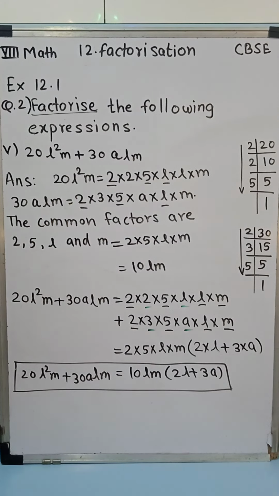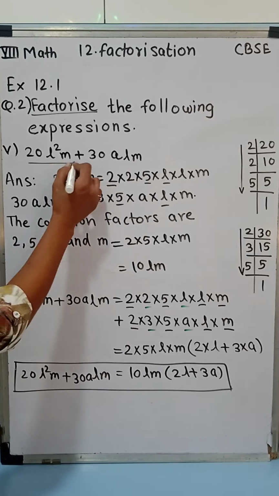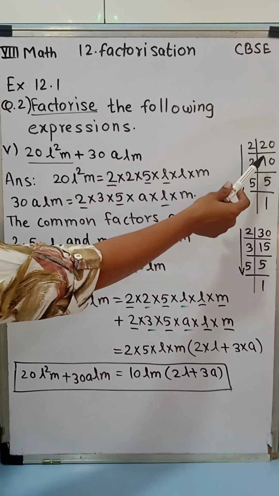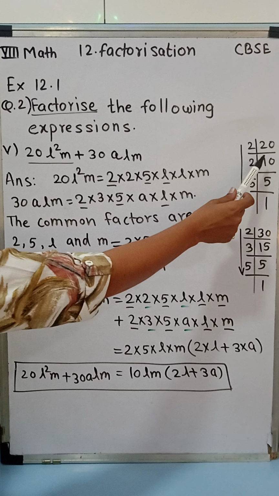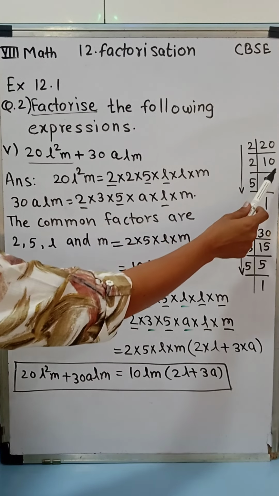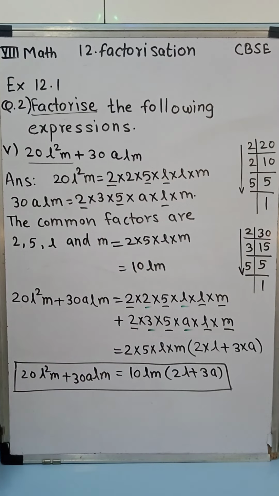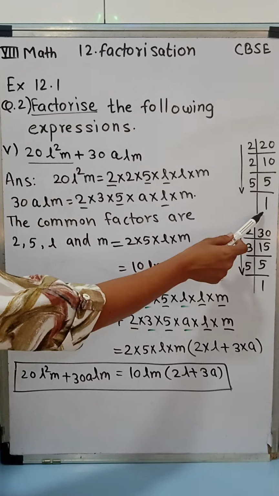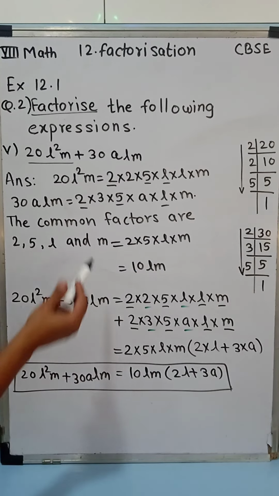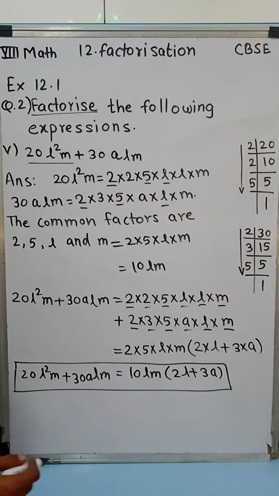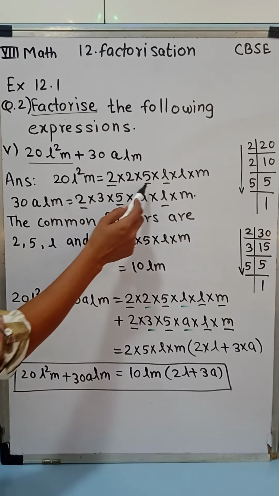Wherever there are variables, it will be written out. Let's factor term by term. 20 L square m: 20 is a composite number, so we need to factorize it. 20 is an even number, it can be factorized with 2. 2 1s are 2, 2 zeros are 0. 10 is again an even number, 2 5s are 10. 5 is a prime number itself, 5 1s are 5. So 20 can be factorized as 2 into 2 into 5.